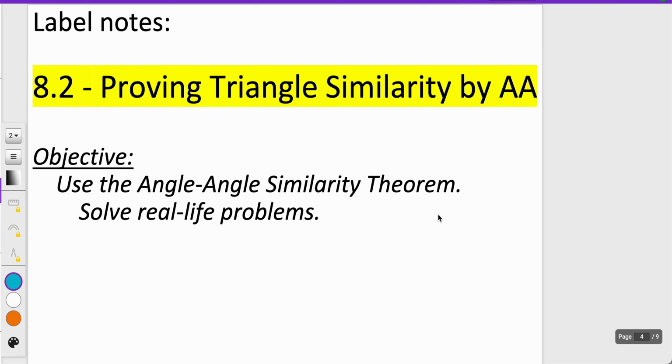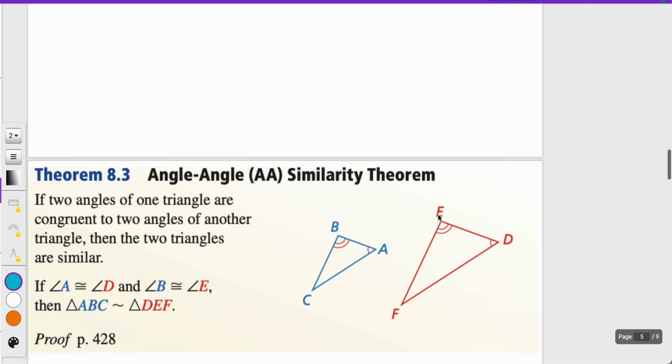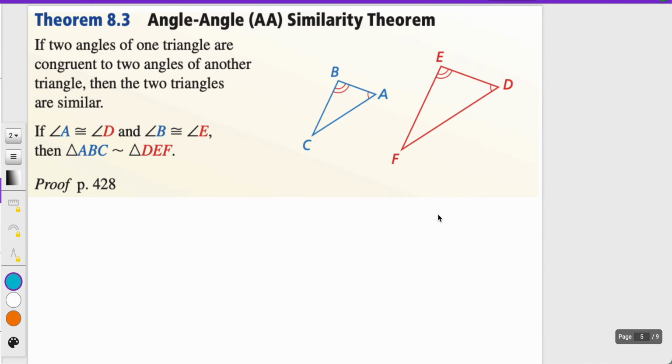Today we're going to be looking at lesson 8.2, proving triangle similarity by AA, or angle-angle, and we'll be able to solve real life problems with those things. First thing we're going to do is switch gears and look at our theorem sheet.